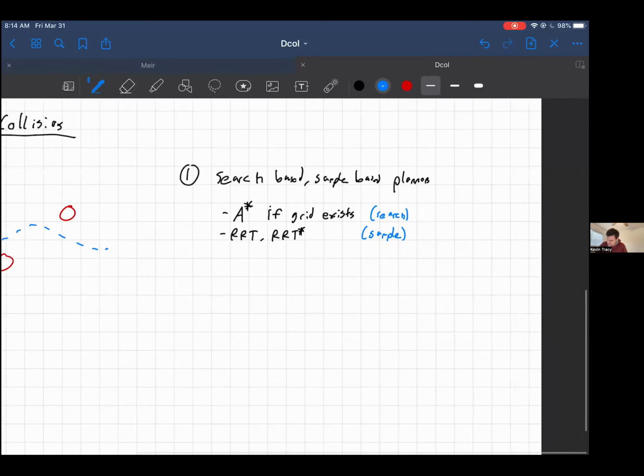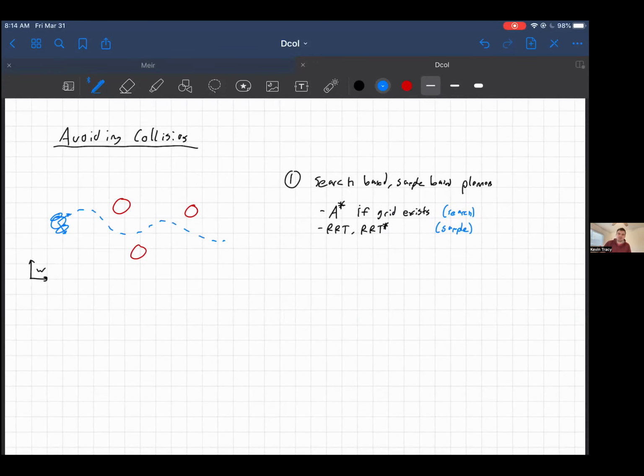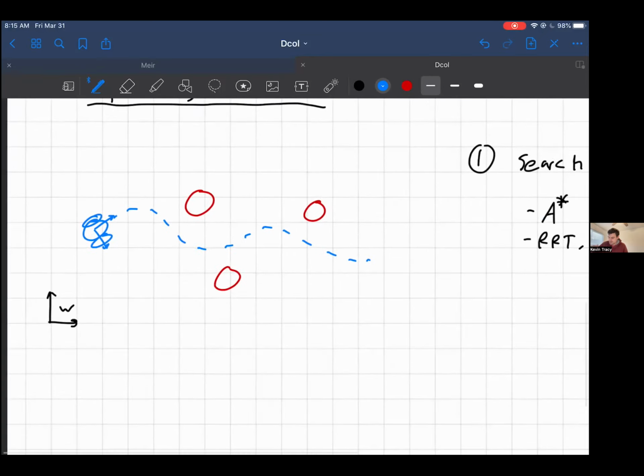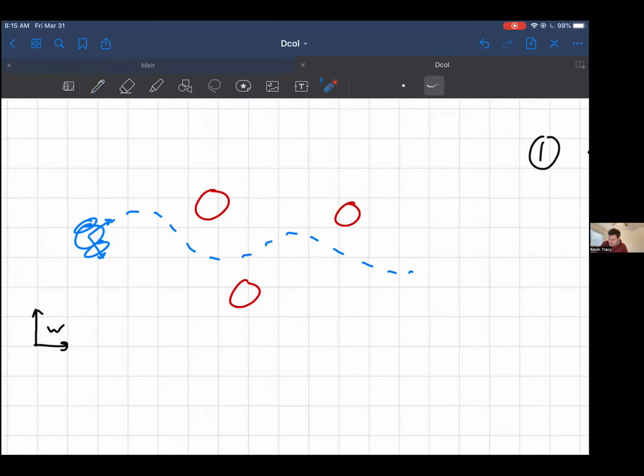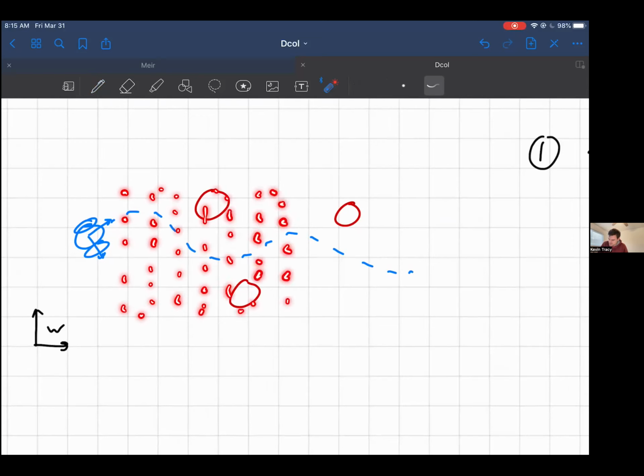So that is search-based planning. Both these topics, A star and RRT, have a million resources for them. It's definitely worth having a good understanding of these as a general robotics person. I'll just give a quick layout. For A star, imagine the states are already discretized in some nice grid. I just solve a search problem with some heuristic that gets me through in a collision-free path. And this is A star.